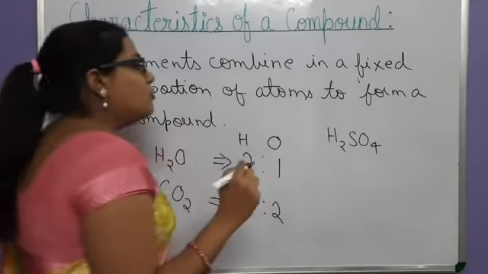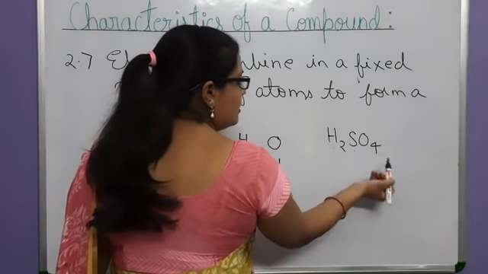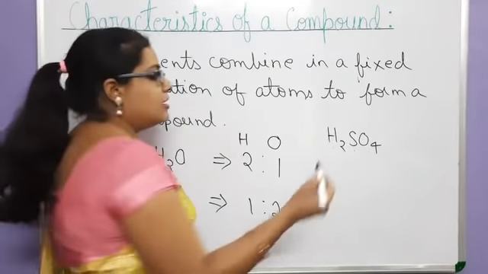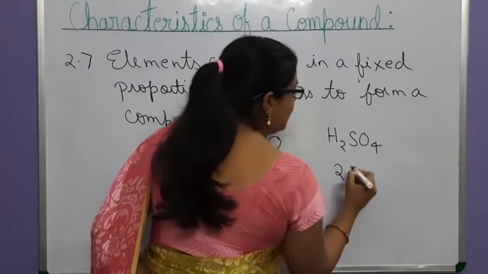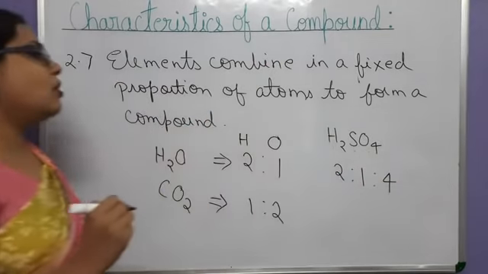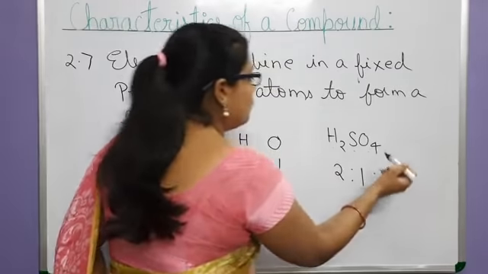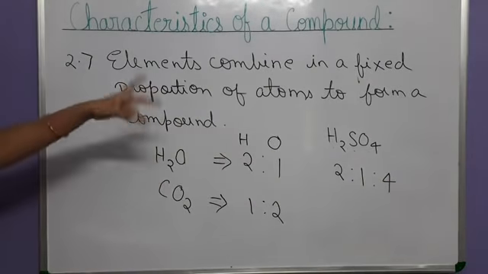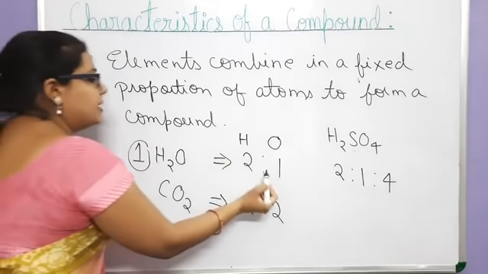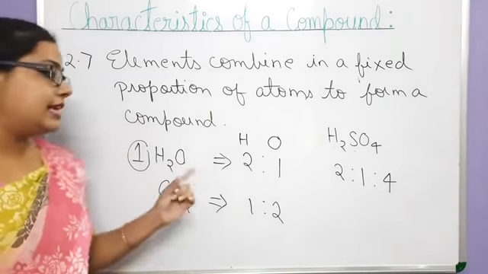H2SO4. Here, what are the 3 elements which you can see? Hydrogen, sulfur and oxygen. So there are 3 elements. Now what will be the atomic ratio of these elements? How many hydrogen atoms? 2. How many sulfur atoms? 1. How many oxygen atoms? 4. So the atomic ratio of hydrogen, sulfur and oxygen in the molecule of sulfuric acid is 2:1:4. Okay, so elements combine in a fixed proportion of atoms. It means that if one molecule of water has this atomic ratio, then every molecule of water will have the same atomic ratio.